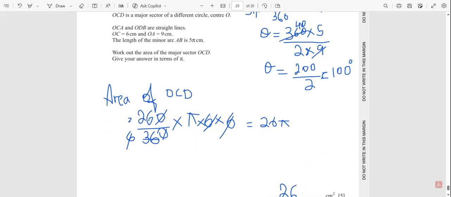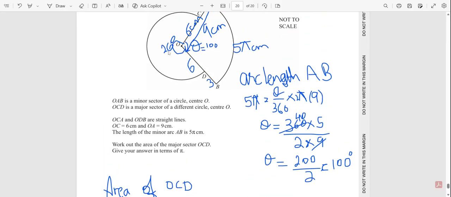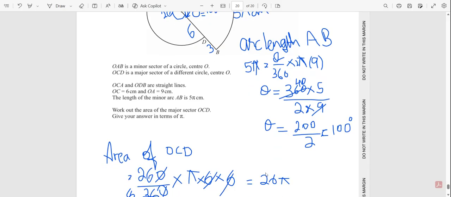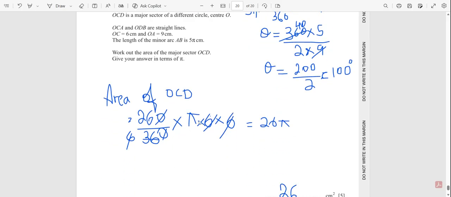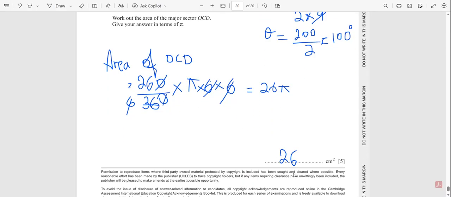So the area of OCD is theta over 360 into pi r squared, and the radius is 6. So 260 over 360 into pi into 6 into 6. So we are left with 36 and 360 cancel, 6 10s are 60... so we are left with 26 pi. So 26 pi centimeters squared is our answer.